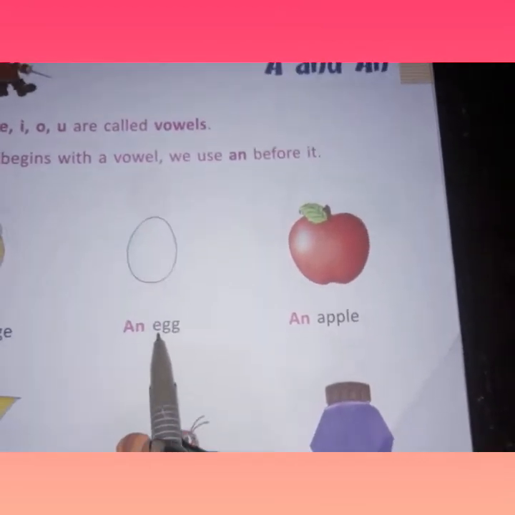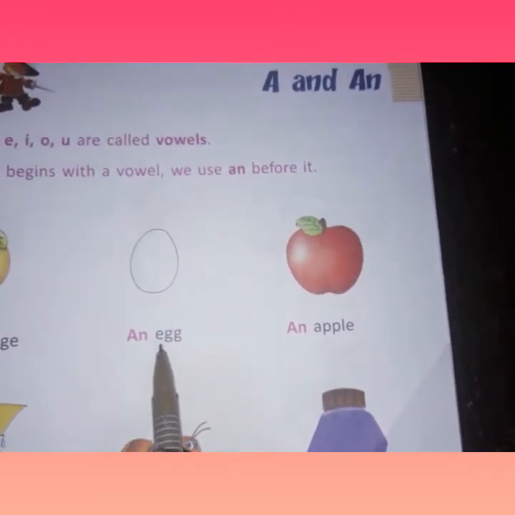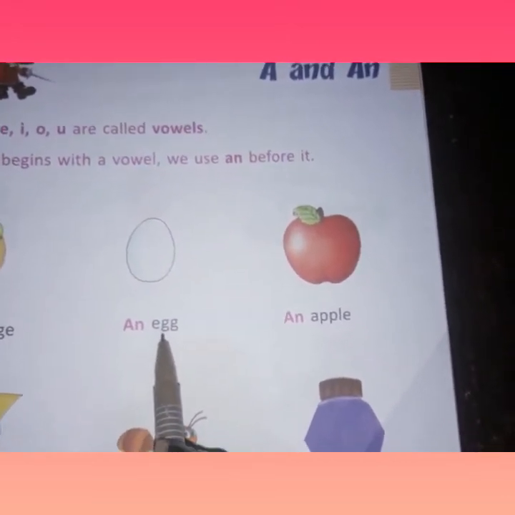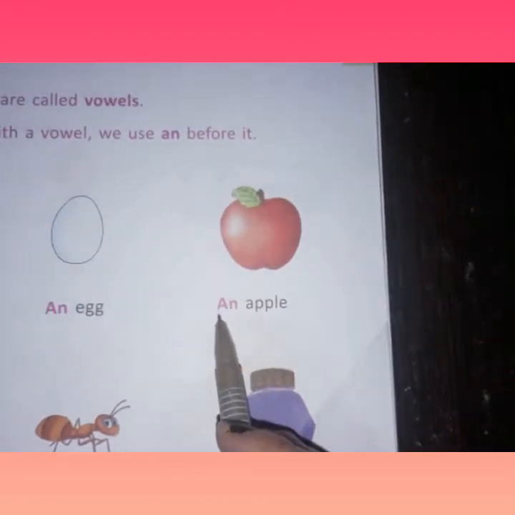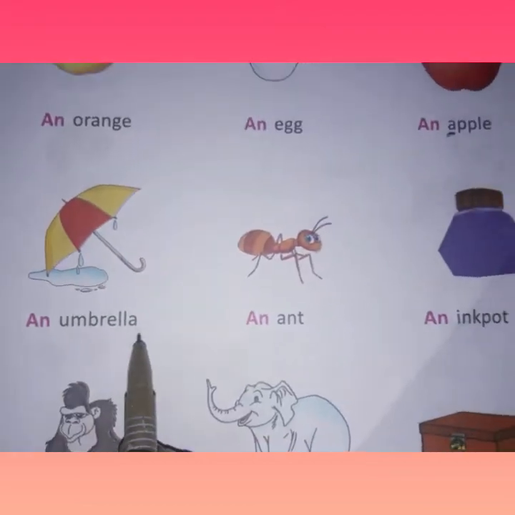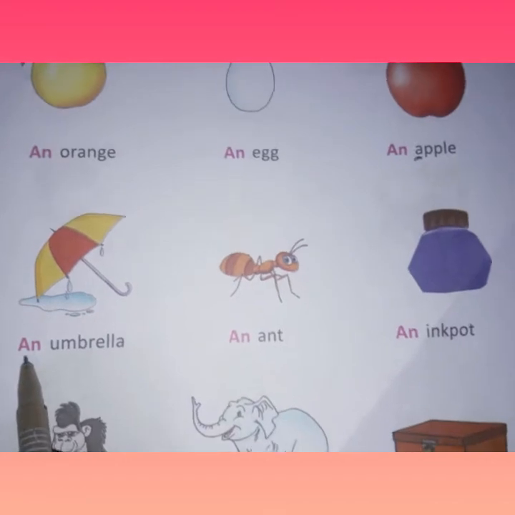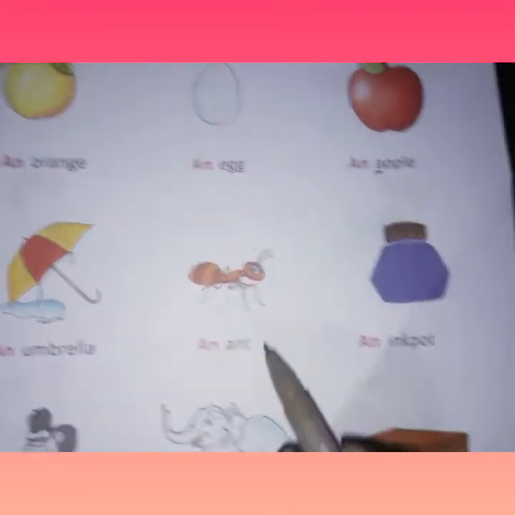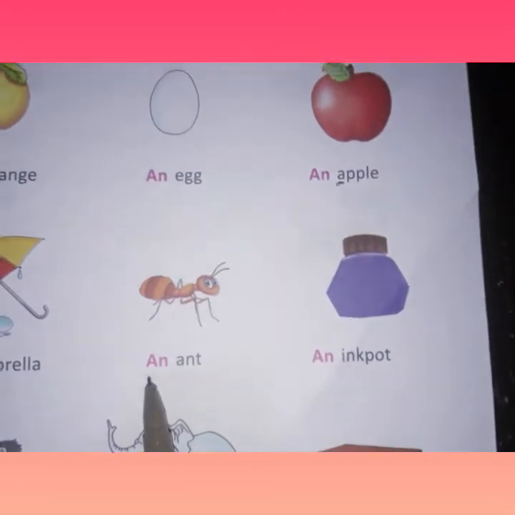Same thing here also. An egg. E is also a vowel. So what is written here? An is written here before the egg. Apple is also a vowel sound. So what is written here? Here is written an before apple. This is a picture of an umbrella. U is a vowel. So an is written here before umbrella. Ant also starts with a vowel. An is written before it.